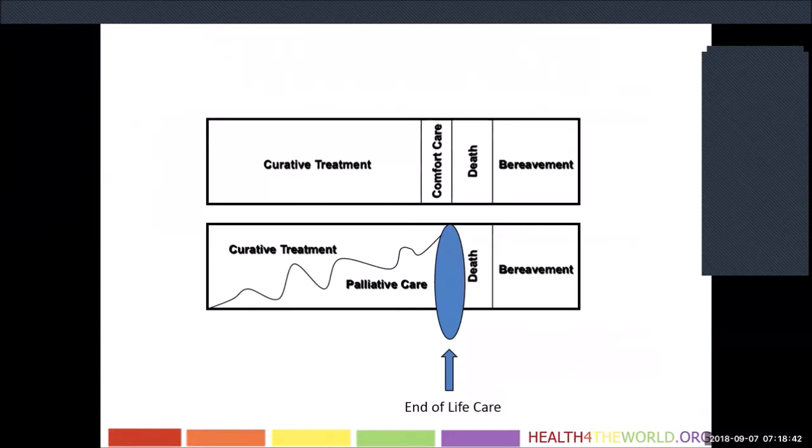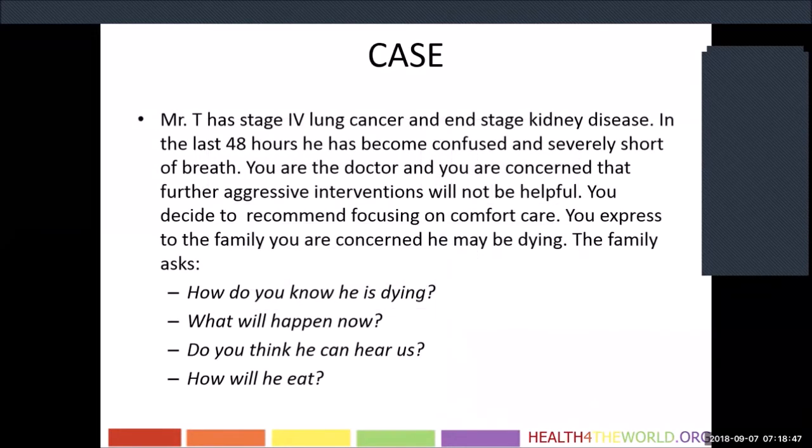So we're trying to figure out where end-of-life care fits in. So let's start with a case. Mr. T has stage 4 lung cancer and end-stage kidney disease. In the last 48 hours, he's becoming more confused. He's really short of breath.